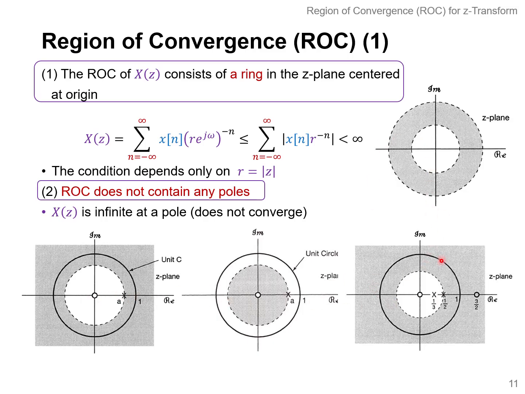The second property, the ROC cannot contain any poles.